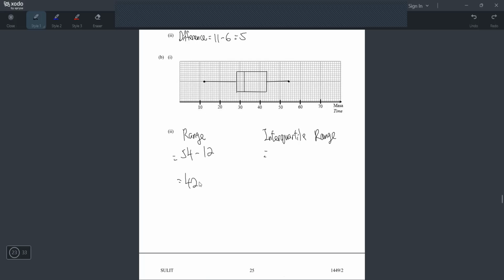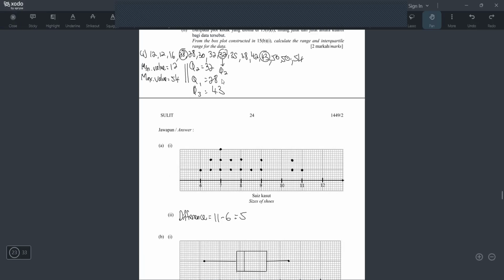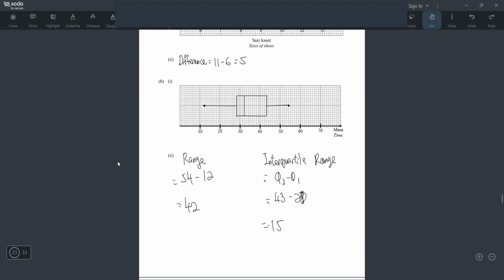So itu jawapan dia. Interquartile range formula is Q3 minus Q1. So which garisan you will look at? This garisan and this garisan. The middle one is the Q2. Okay, what is the Q3? 40, 41, 42, 43. And then what is the Q1? 30, 29, 28. So let's minus and see what apa dapat. 43 minus 28, 15. Or you can refer here also. You will get your Q3, Q1 from here. Okay, 43 minus 28. Okay, sudah siap.